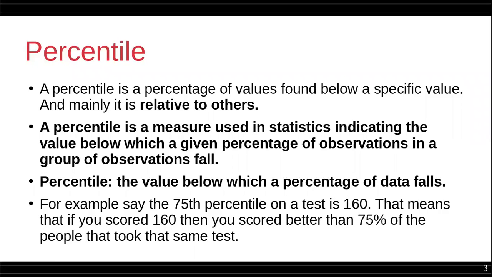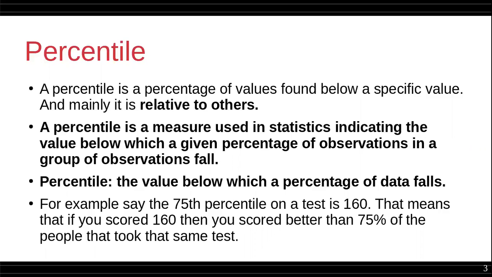A percentile is a measure used in statistics indicating the value below which a given percentage of observations in a group of observations fall. In other words, you can simply consider it the value below which a percentage of data falls. However, definitions can be difficult, so we will understand it by example.